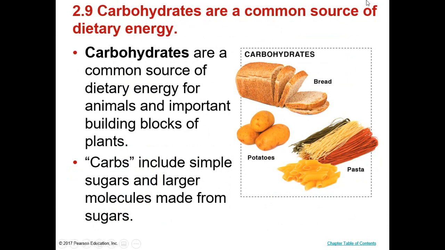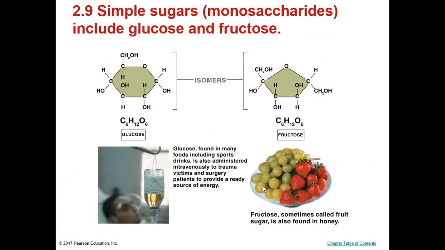These are sources of carbohydrates. We're talking about bread, potatoes, pasta, rice, and so on. All of those food sources contain carbohydrates. Now, we have simple carbohydrates and complex carbohydrates, but we're going to give them these names.